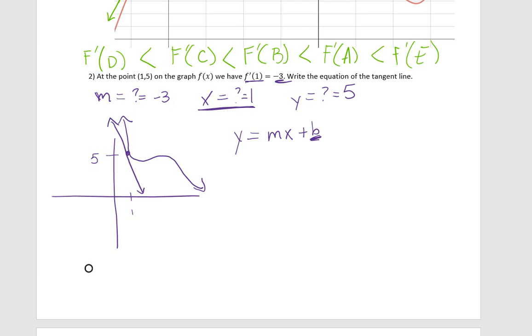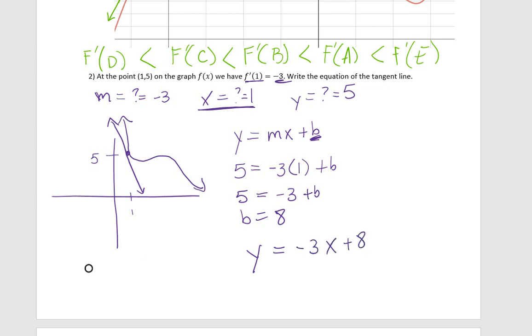We'll see. So it'd be 5 equals negative 3 times 1, which is our x, plus b. So 5 equals negative 3 plus b. We add 3 to both sides, and we get b has to equal 8. So the equation for that tangent line would be y equals negative 3x plus 8, which, if we look at our drawing, makes a lot of sense.